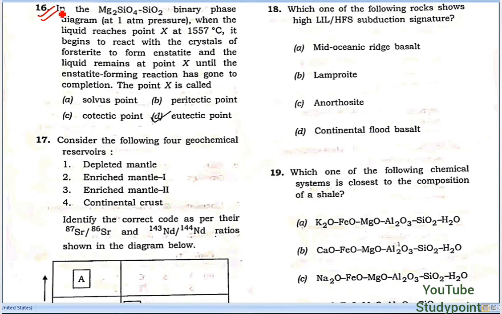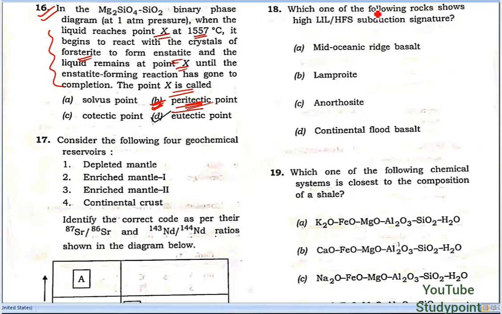Question number 16. In the Mg2SiO4-SiO2 binary phase diagram, when the liquid reaches point X at 1557 degrees centigrade, it begins to react with a crystal of forsterite to form enstatite, and the liquid remains at point X until the enstatite forming reaction has gone to completion. The point is called X. Right answer is option B, peritectic point. Because we know a peritectic point on a phase diagram is where reaction takes place between a previously precipitated phase and the liquid to produce a new solid. So here is the right explanation. The right answer is option B, peritectic point.